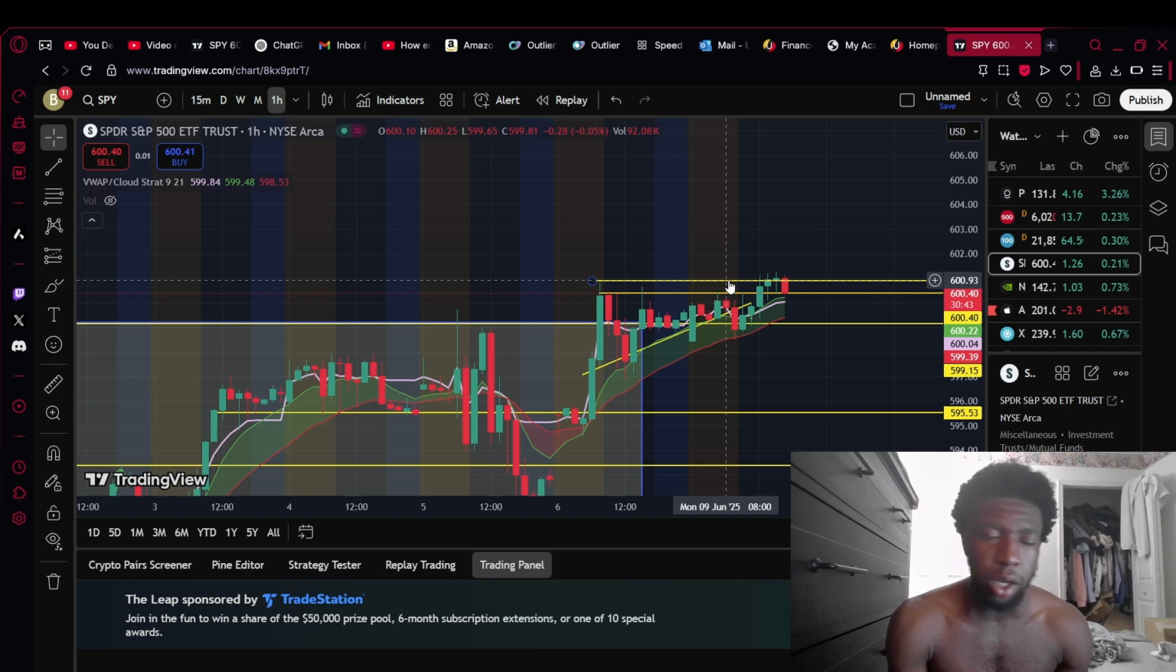This is anything from an engulfing candle, an inverse head and shoulders, or a head and shoulders, depending on which way you're trading, puts or longs.